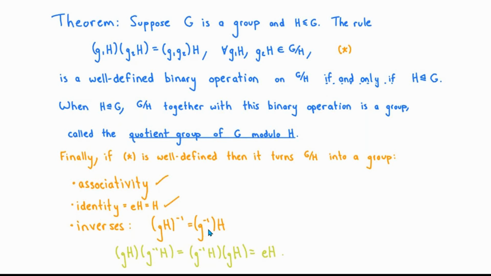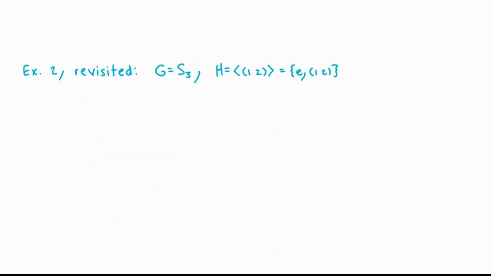And now, since we've shown associativity, existence of identity, and existence of inverses, we conclude that when this binary operation is well defined on the quotient space, which is equivalent to saying that H is normal in G, the quotient space together with the binary operation forms a group. Now, I'd like to do a few good examples, but before we get to the meatier ones, let's try to tie up a few loose ends.